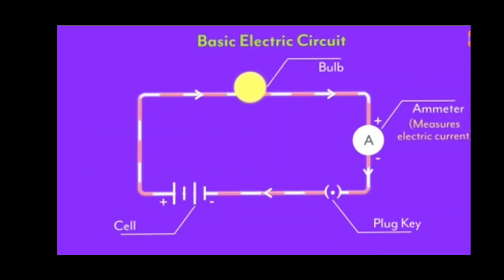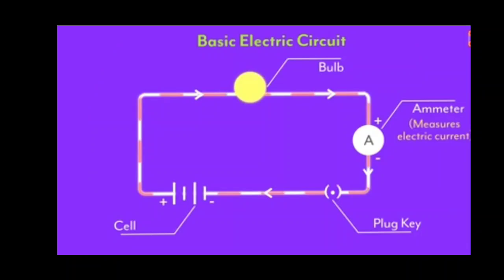Here you see a battery, which is a combination of two cells, is shown. The positive terminal of the battery is connected to one terminal of the bulb, and the other terminal of the bulb is connected to the positive terminal of the ammeter, and the negative terminal of the ammeter is connected to the negative terminal of the battery through a switch or a plug key.